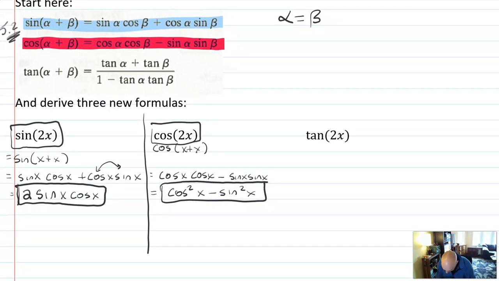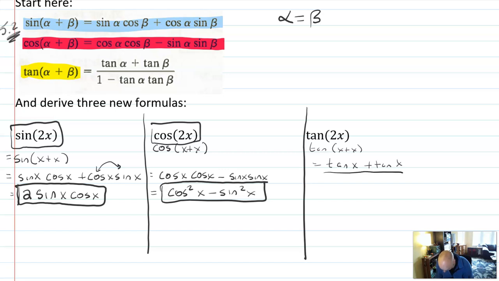Finally, we can do the same with the identity for tangent. We could do these two and put them in a fraction and simplify, but we don't have to because we already have an angle sum property for tangent. So if I compute the tangent of x plus x, that's going to give me tangent x plus tangent x over 1 minus tangent x tangent x, which will simplify to 2 tangent x over 1 minus tangent squared of x. And that's your identity for tangent.